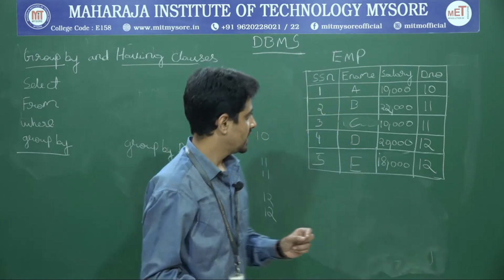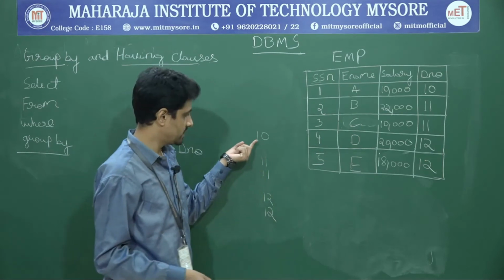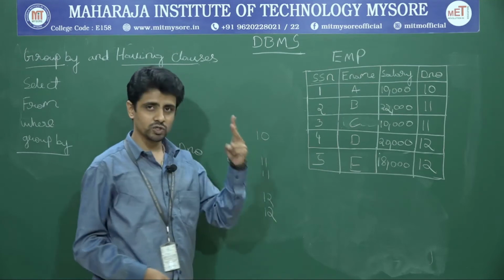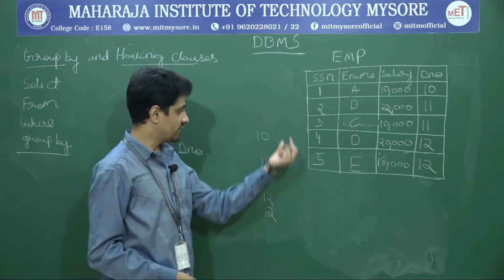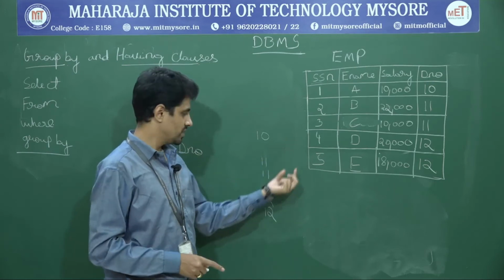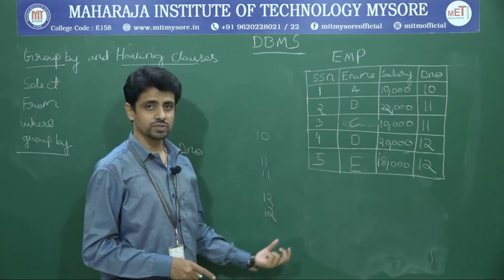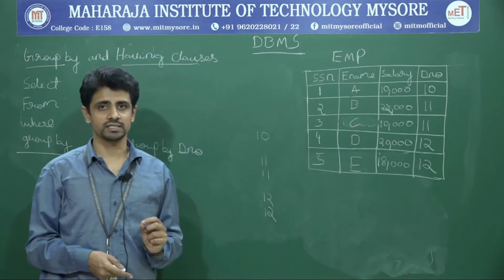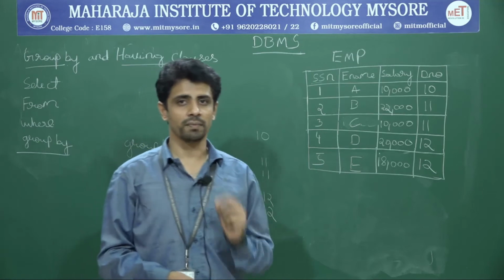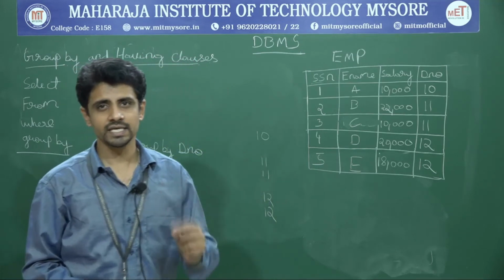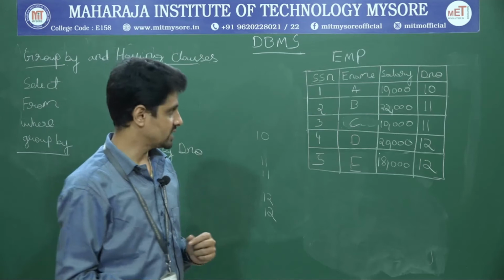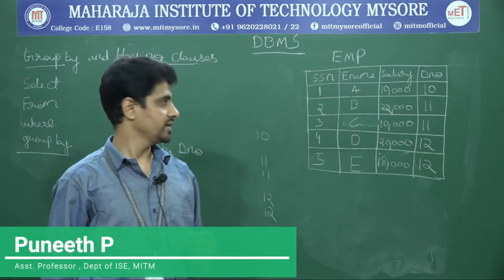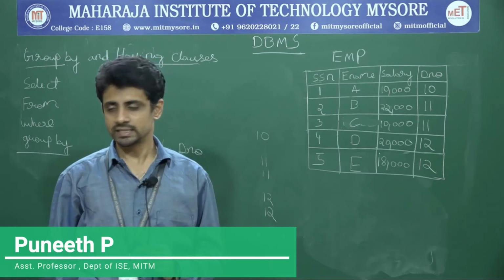Now what has to happen is I need to find out, we have 3 departments. How many are working in 10? 1. How many working in 11? 2. How many are working in 12? 2. So I need to apply the average now for individual groups. So when you want to do this kind of task, you need to apply this group by clause. Let's see how it can be used for the same question: retrieve the department number, the average salary and the number of employees working in each department.